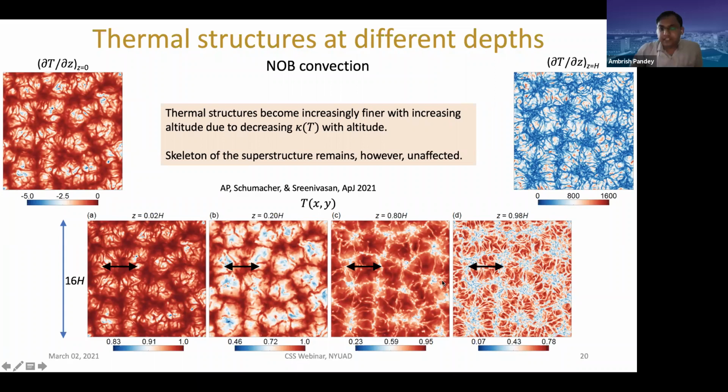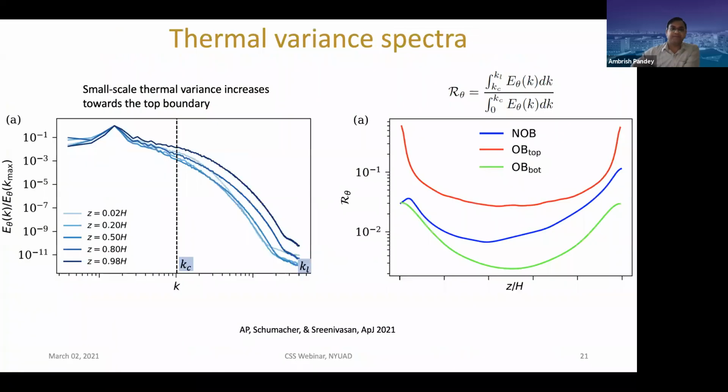And this is because the thermal diffusivity decreases towards the top plate, towards the colder region. So finer and finer granules develop on these hotter, coarse structures. So this symmetry is clearly broken with respect to the midplane. Although the skeleton is the same, we have very different structure at the top and bottom plates. So the temperature field does not show any symmetry in non-Boussinesq convection.